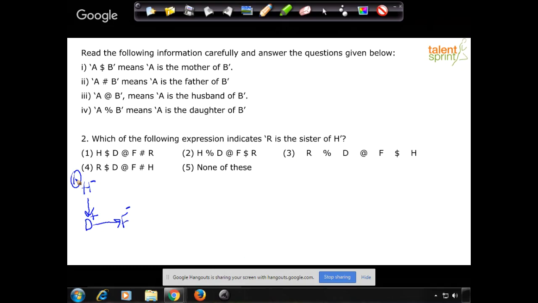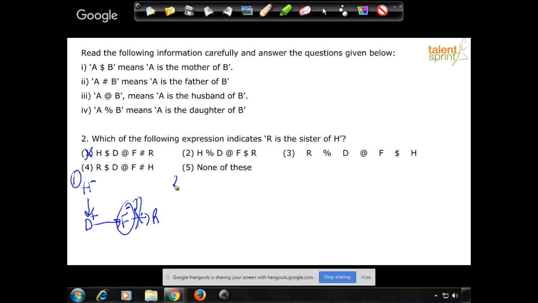Then they tell us F hashtag R. Hashtag means father. Now, how can F be the father of R? There is clearly a discrepancy here, because we know that F is the wife of D. If D is the husband of F, which means that F is a female, and therefore F cannot be the father of R, which means that this relationship does not hold, and this option is not correct.